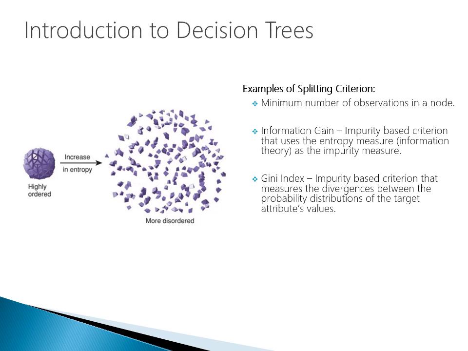We can use another component called the Gini index, which is another impurity-based criterion that measures the divergences between probability distributions of the target attribute's values. An additional approach is what's called the gain ratio. That normalizes the information gain by taking the information gain divided by the entropy. So it's very similar to the information gain, except it's a normalized form.